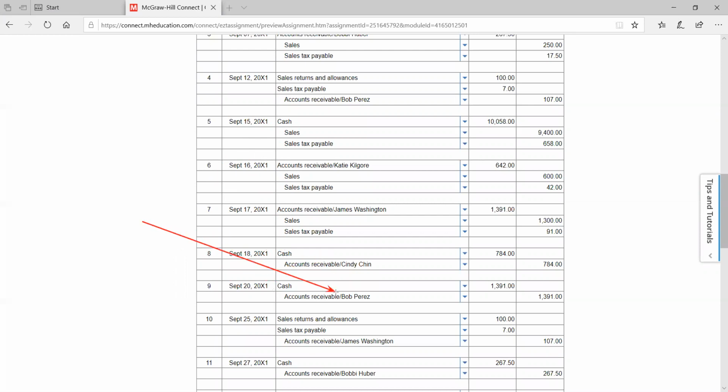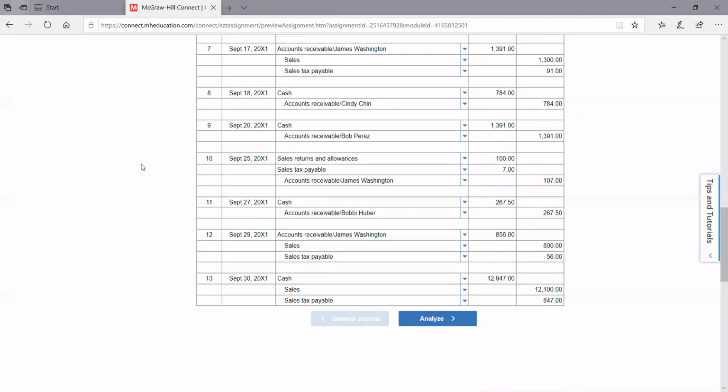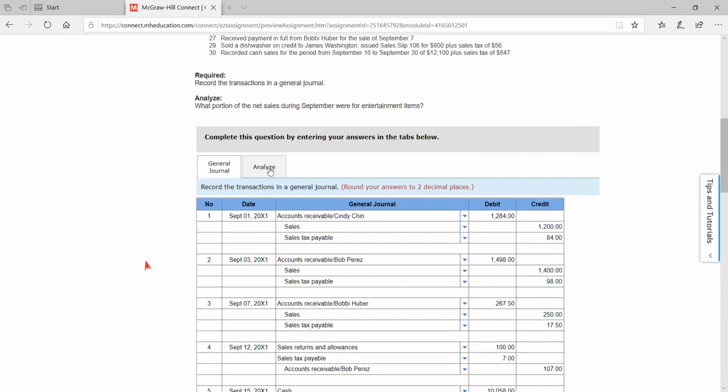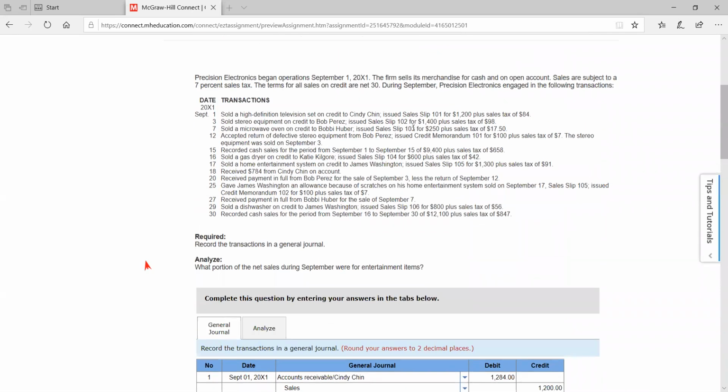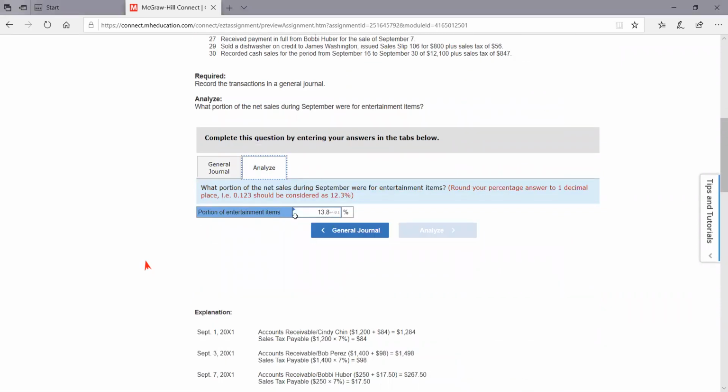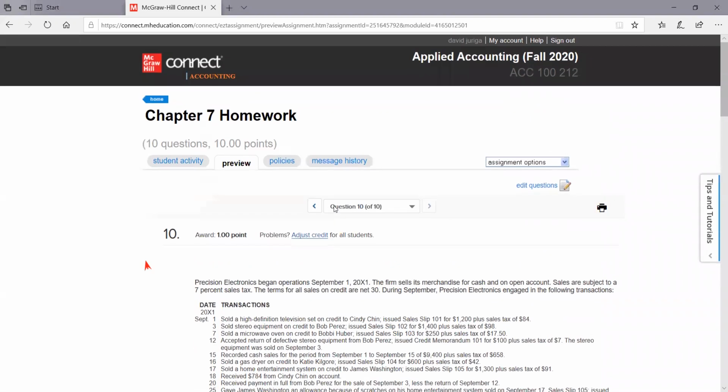You just have to keep track of who's paying you. And then you got another return on the 25th. On the 27th, looks like you have another collection. And then a couple more to wrap this up. And then you got another credit sale and then another cash sale. So there's a lot of repetition. You're essentially using the same accounts. You just need to keep track of who owes you, what your particular customer is. And then they ask you a question about a percent on entertainment items. Here's all those calculations. And that's number 10 on your chapter 7 homework.